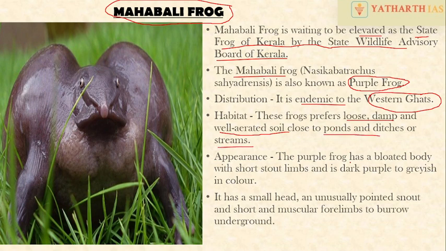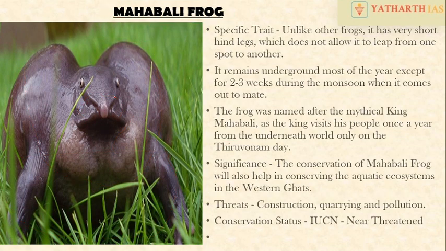The appearance of this purple frog has a bloated body, as we see in this image. It has short stout limbs. You can see here the short stout limbs. It is dark purple to grayish color in its skin. So since it is dark purple or grayish, that's why it is called a purple frog. It has a small head and unusually pointed snout and short muscular forelimbs to burrow underground.